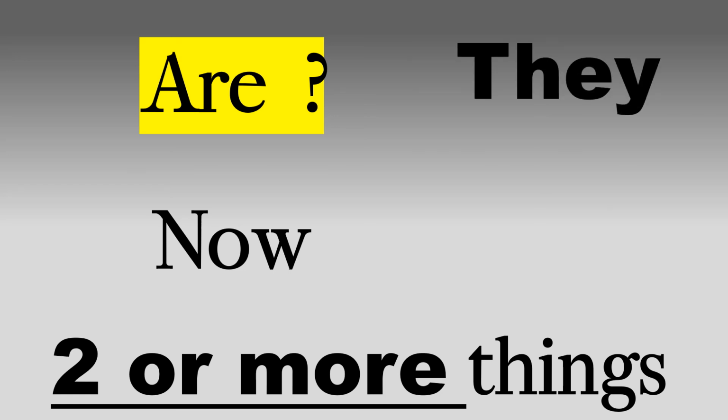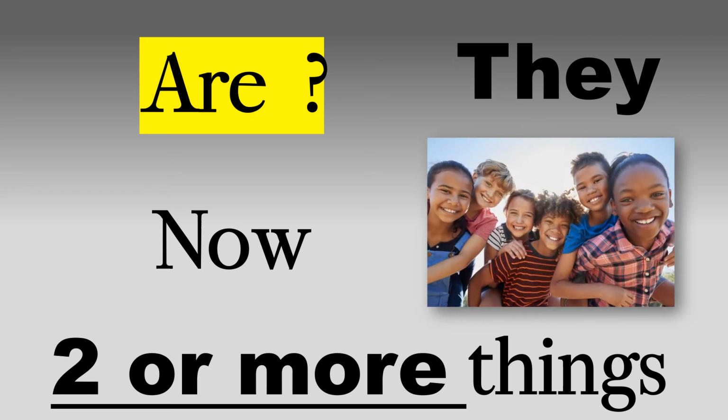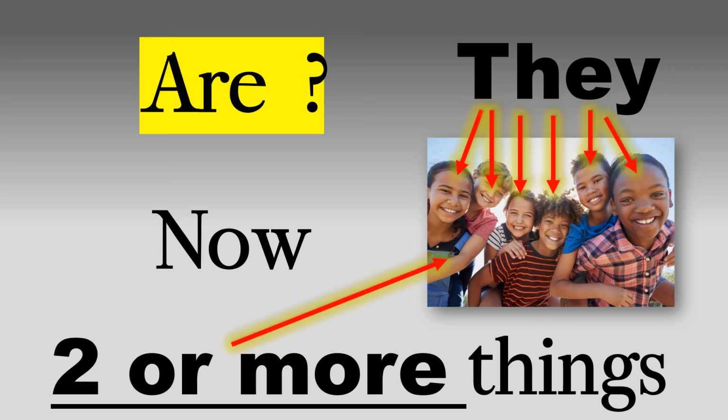So, we use they because there is more than one person. There's one, there's two, there's three, there's four, there's five, there's six. Six children, and we are talking about all of them. So we say, are they students? Are they happy? Are they small? Are they young? Okay, two or more.